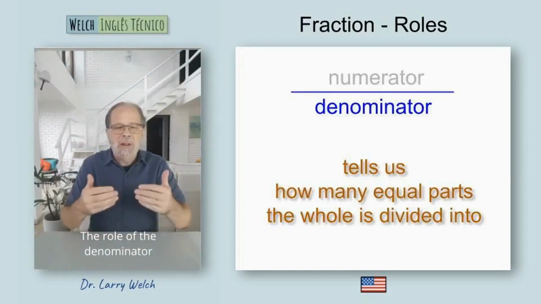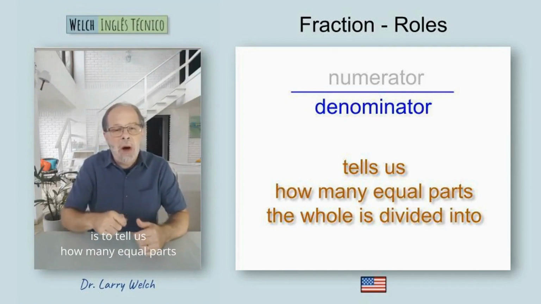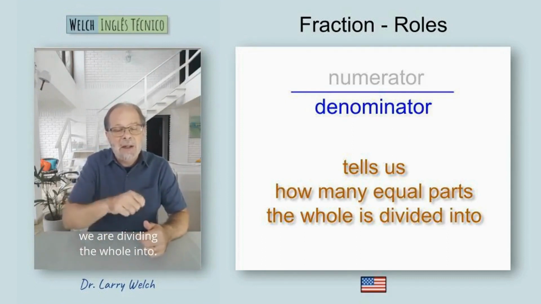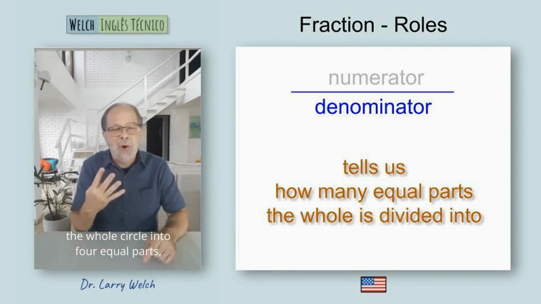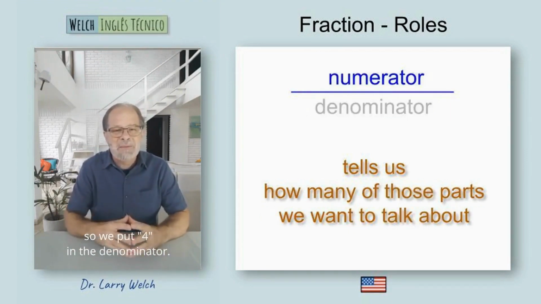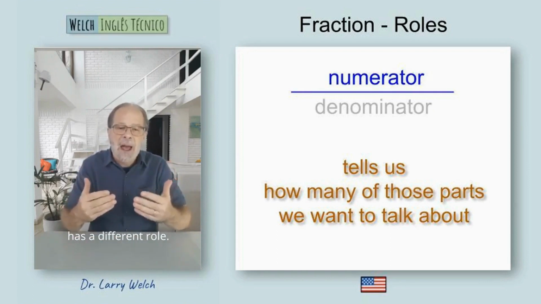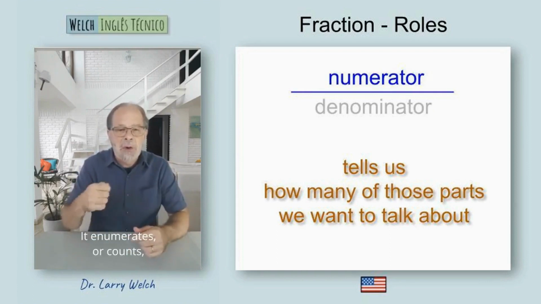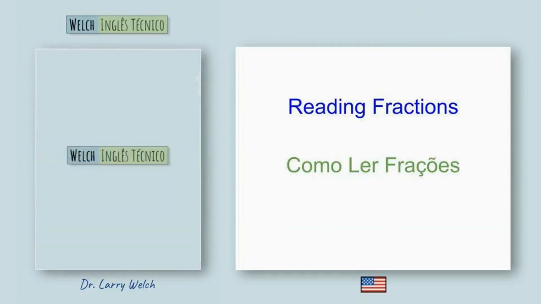The role of the denominator is to tell us how many equal parts we are dividing the whole into. In our example, we divided the whole circle into 4 equal parts, so we put 4 in the denominator. The top number, the numerator, has a different role. It enumerates or counts how many of those parts we want to talk about.